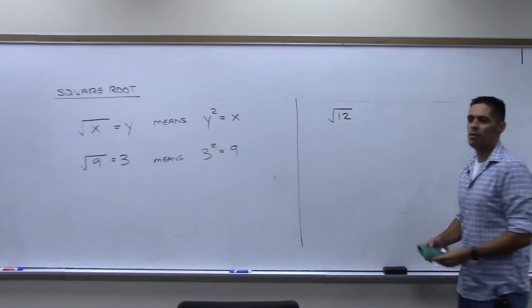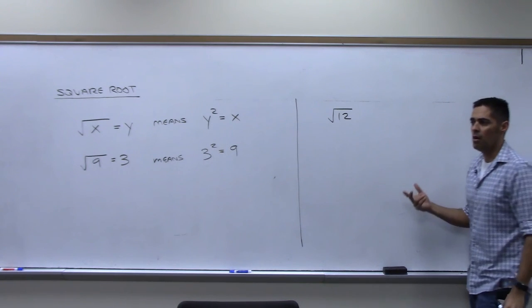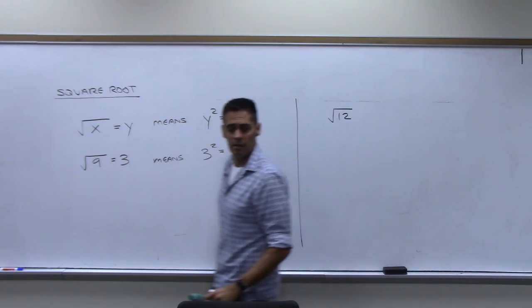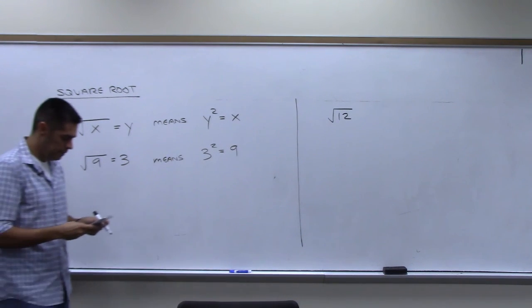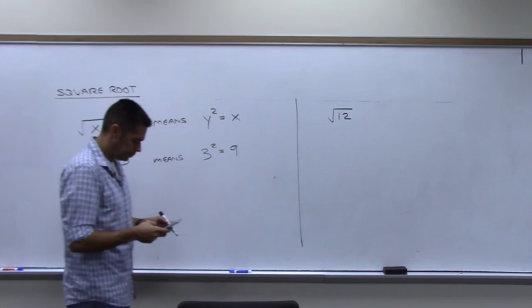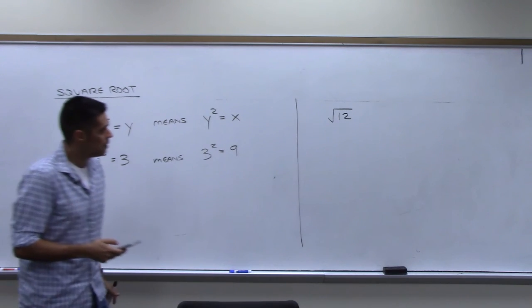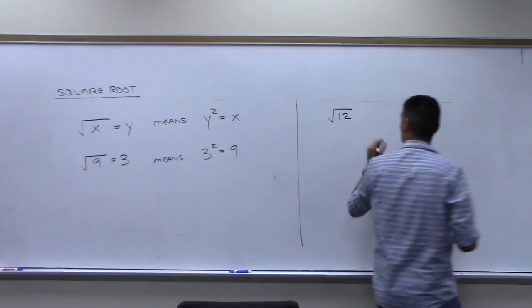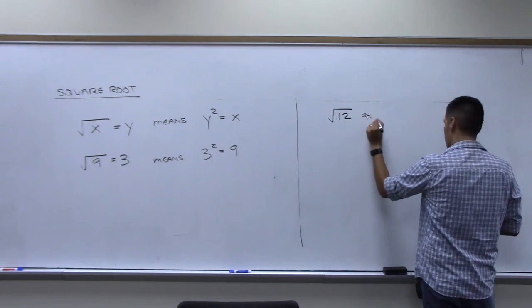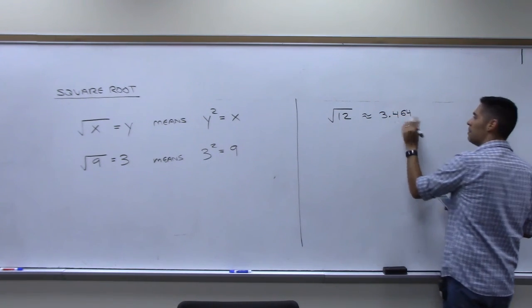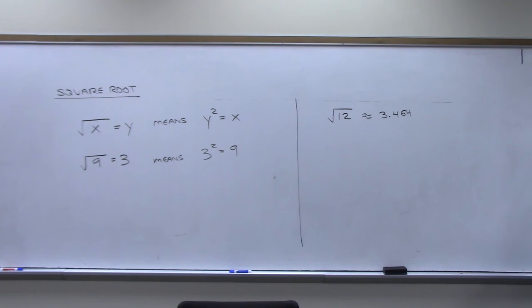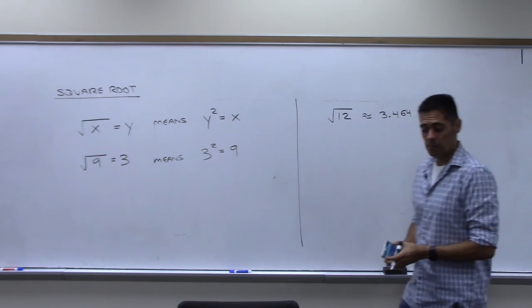Well, there is a number that when you multiply times itself, you get 12, and you'd have to get on your calculator to get that. So if you have your calculator, why don't you try that? What's the square root of 12? You should get a decimal on your calculator. It should be approximately 3.464, and it keeps on going, right? Which is fine. That is an answer.